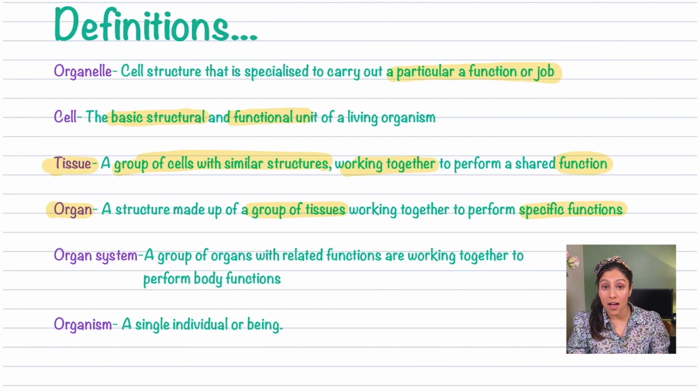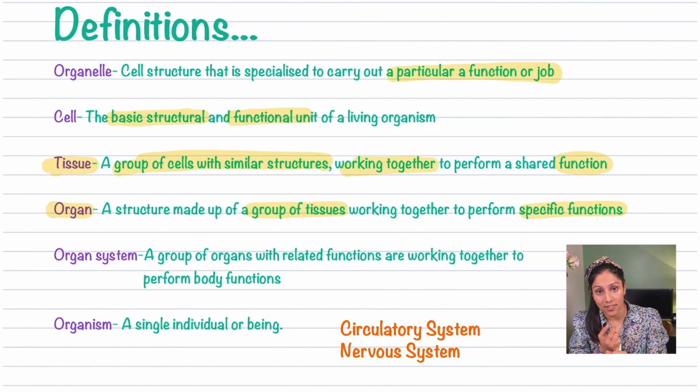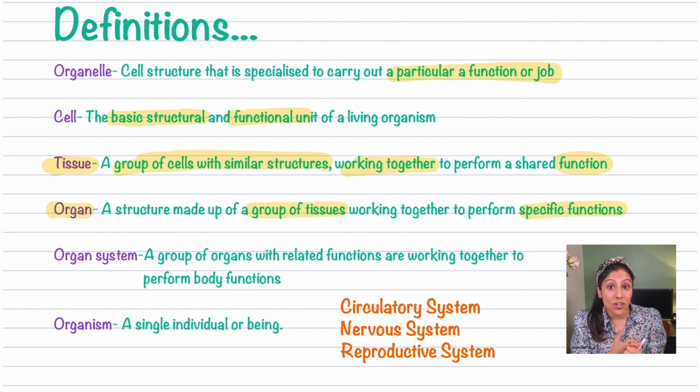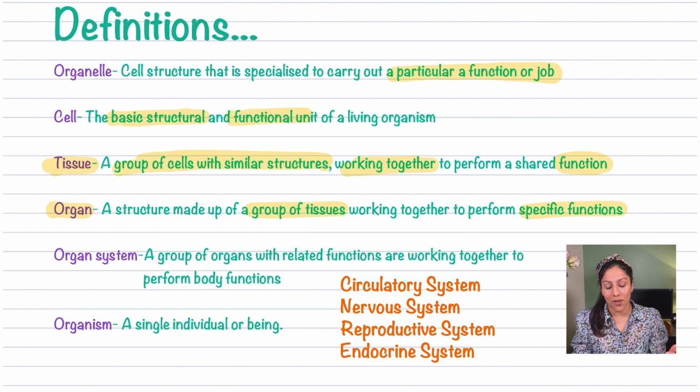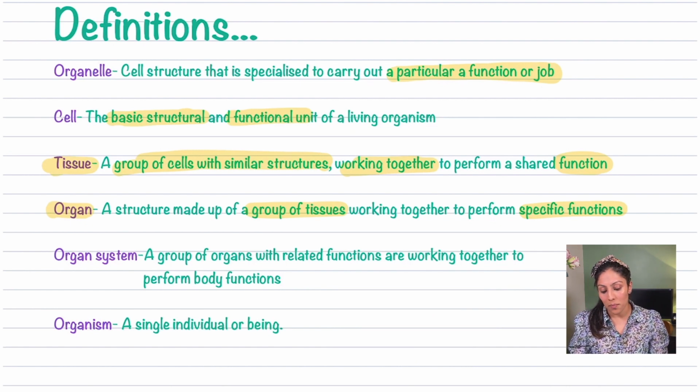So if I take my different organs, I'll give you an example. If I take my heart and my blood vessels, which are made up of your arteries and your veins, and I put them together to carry out a particular function to allow blood to travel around my body, that makes your organ system. In this example, that would be your circulatory system. And you've got loads of different organ systems in your body. You've got your nervous system, your reproductive system, your endocrine system, which is all to do with your hormones. If you don't know that, that's an interesting one to research. But loads of different organ systems that you have in your body.